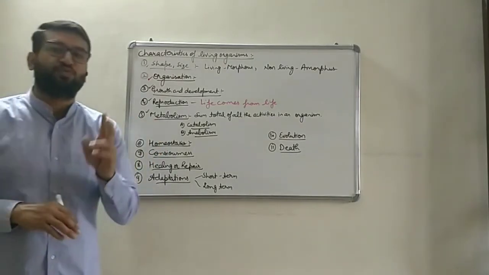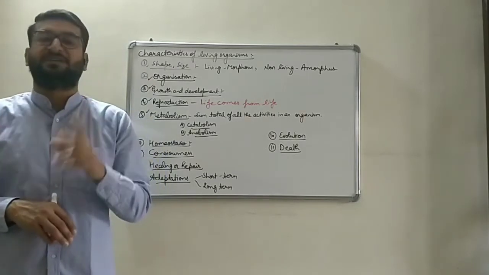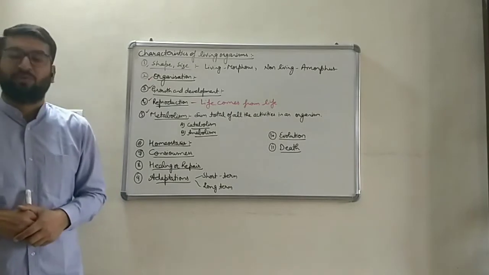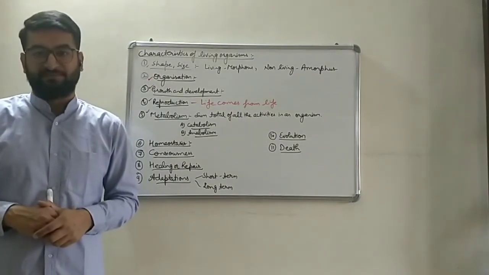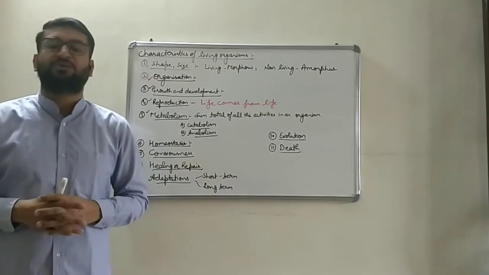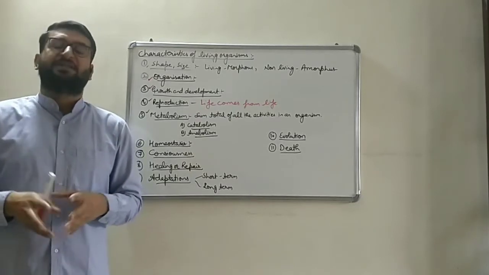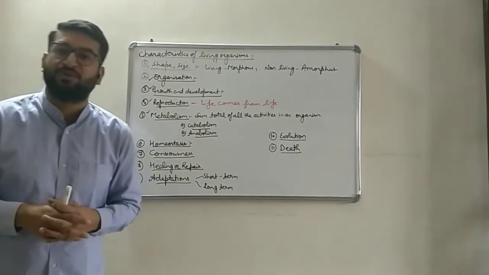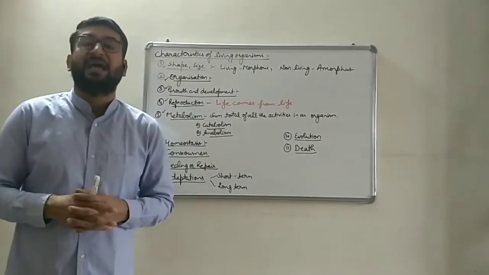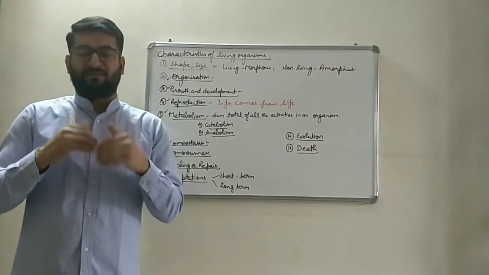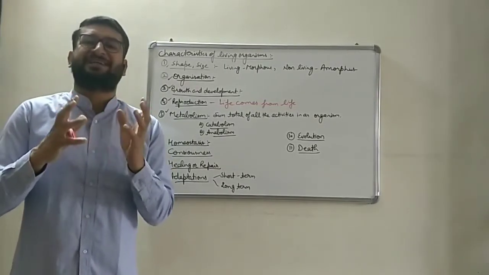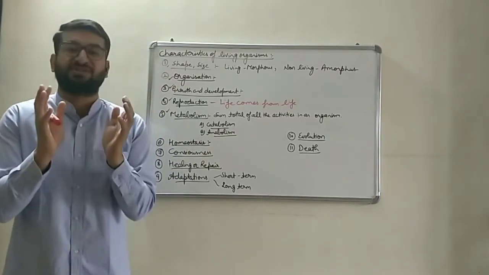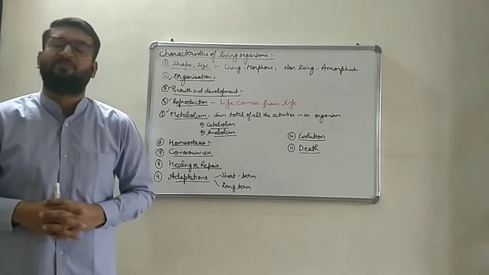Metabolism is studied in two forms. One is catabolism, or catabolic activities, and the other is anabolism, or anabolic activities. Catabolism is the set of activities in which larger complex molecules, larger complex structures, are broken down into simple ones, whereas anabolism is a type of reaction in which smaller molecules, simple structures, combine together to form complex ones.